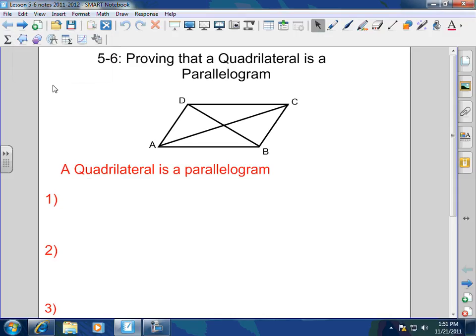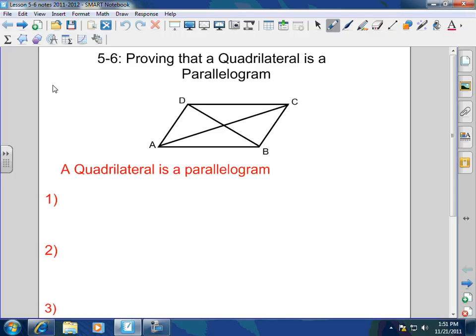We've got 5.6 today, proving that a quadrilateral is a parallelogram. As you can see here, we have a parallelogram with some diagonals. What do we know about parallelograms? What can we prove already? What do we know? Mike?